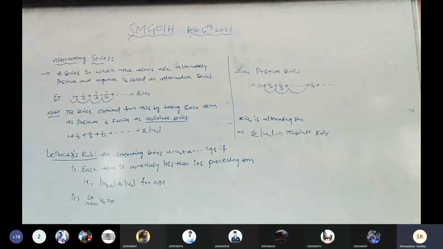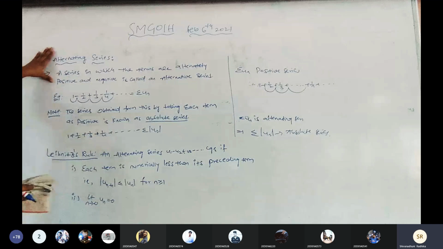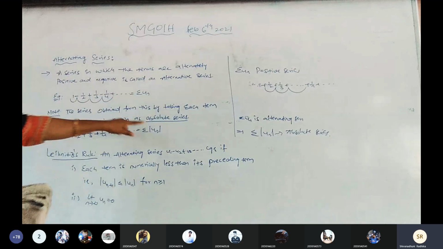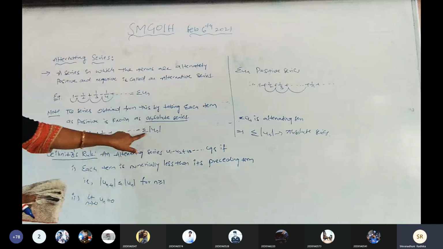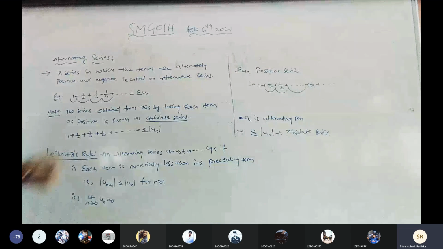Yes, ma'am. I'm going to rub that one out, that is why I'm asking. An alternating series is alternately positive and negative. The absolute series is one where each and every term in the given alternating series is positive, so that is denoted with the summation of mod Un.